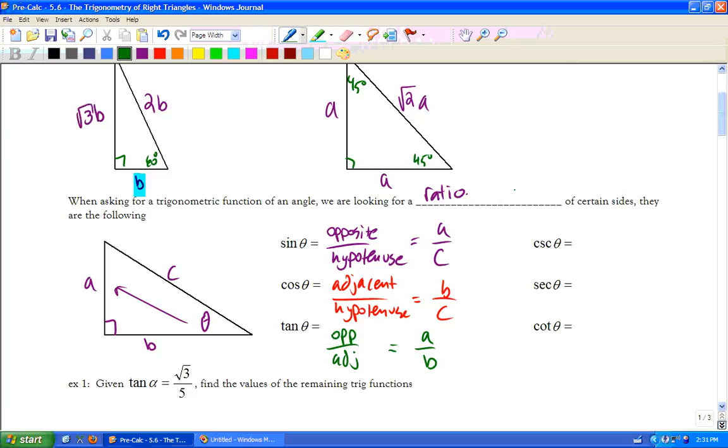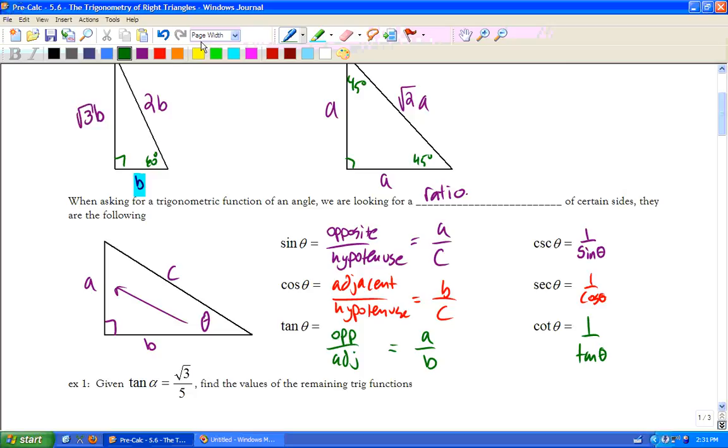Now, cosecant, secant, and cotangent are the reciprocals of these other ones. So we can say that cosecant is 1 over the sine of theta. Secant would be 1 over the cosine of theta. And cotangent would be 1 over the tangent of theta.